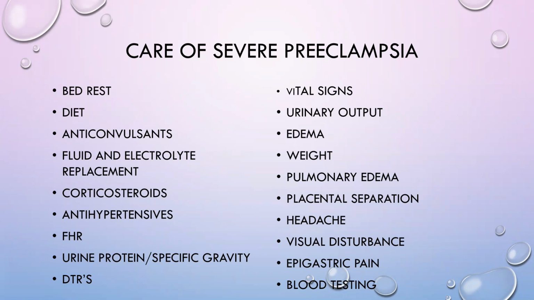We're going to be checking for DTRs, which is the reflexes. With preeclampsia, you're going to see DTRs increase. If they are put on magnesium sulfate, that is used to help them decrease that excitability. Monitoring vital signs is very important, and urinary output. Watching for weight gain due to edema.